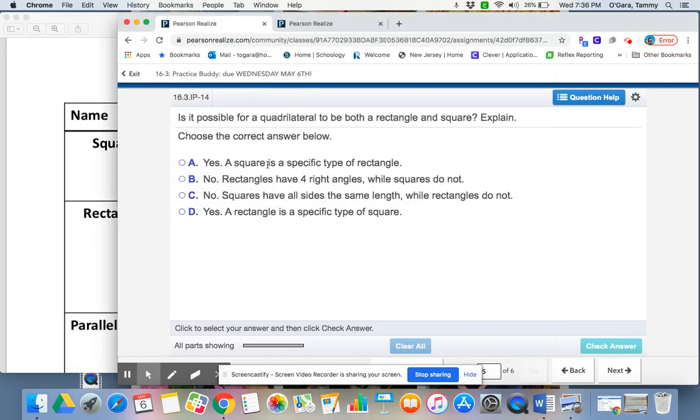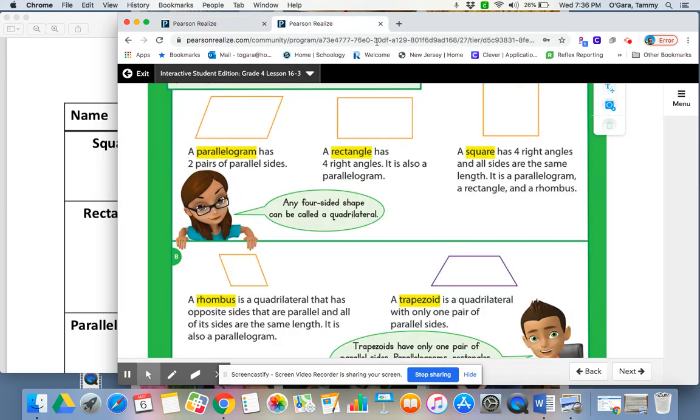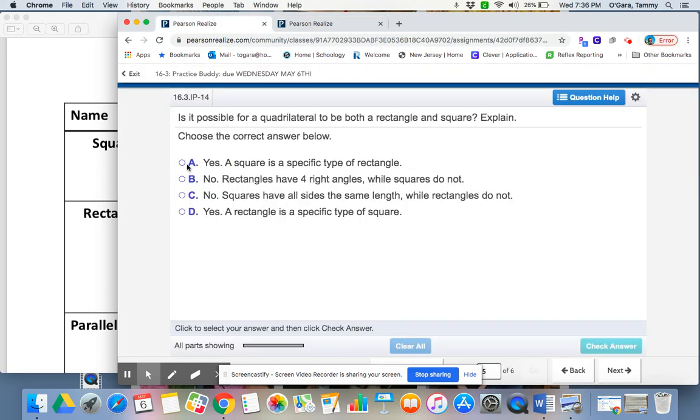So yes, a square is a specific type of rectangle. That's what we just said. And I think it says that in your book too. It says a square has 4 right angles and all sides are the same length. And it is a parallelogram, a square, a rectangle, and a rhombus. So A could be our answer.